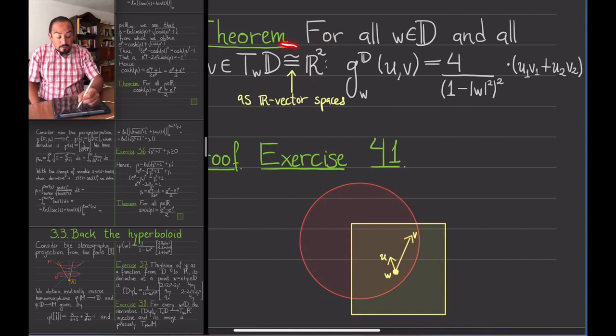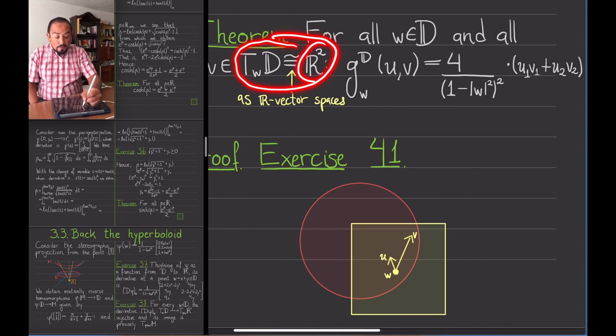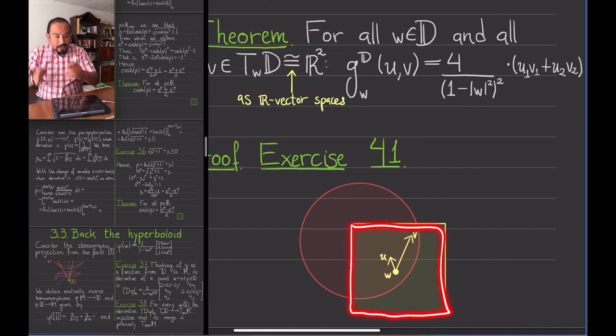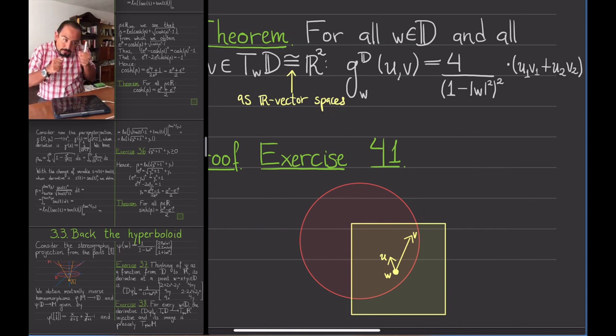So somehow, given we are identifying the tangent plane with R2 for every W, right? Somehow one can think, okay, I have some sort of R2 that I can move around and stick to points. And if I move that R2 close to the boundary, any given vector becomes longer and longer and longer.